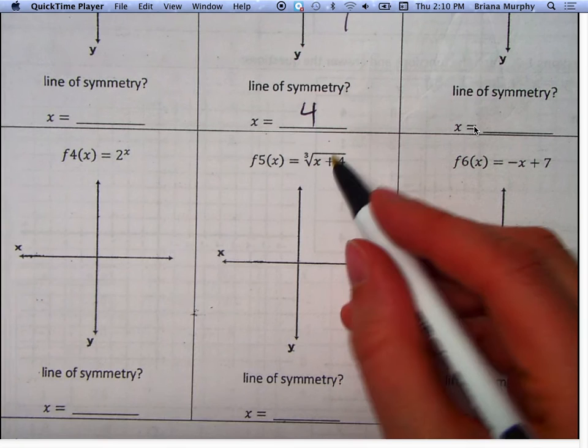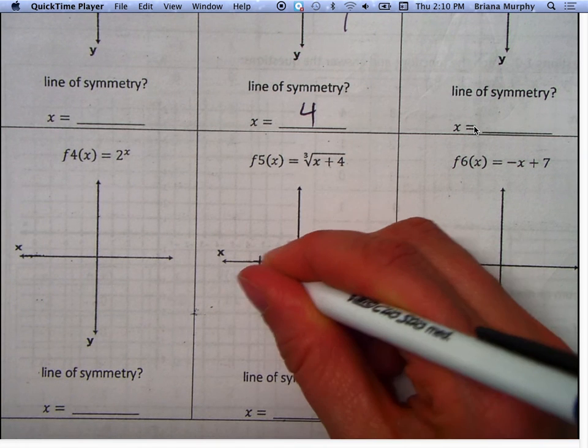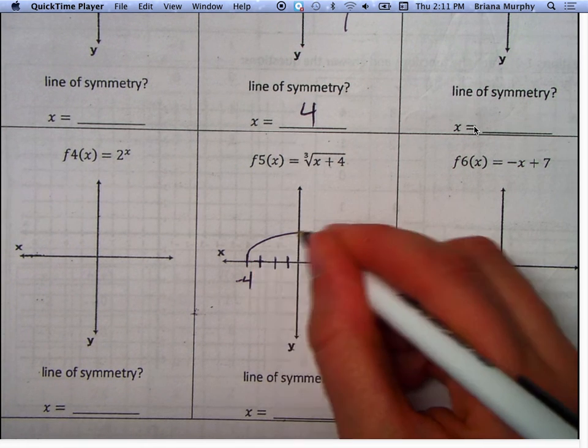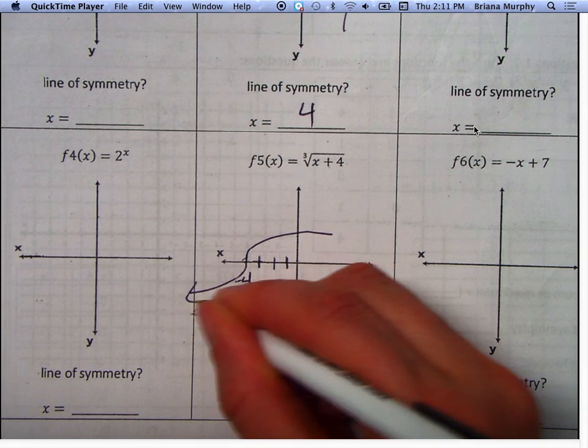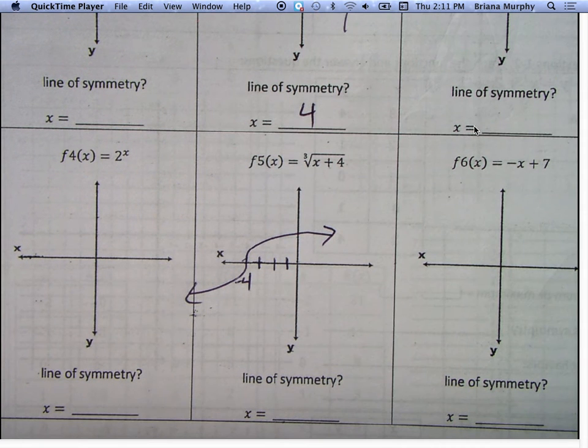All right. So I'm going to move left 4: 1, 2, 3, 4. Okay? And I'm going to go over 1 and up 1. Okay? And we can graph it just to double check. We should always double check, this Murphy, right? That's what we learned in life. We're going to say the cube root of x plus 4. Yep. All right.